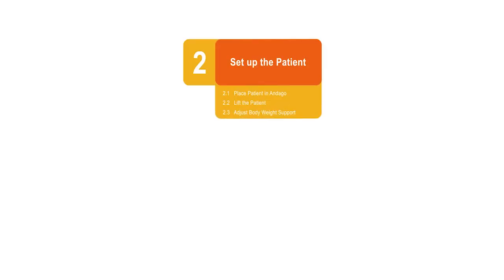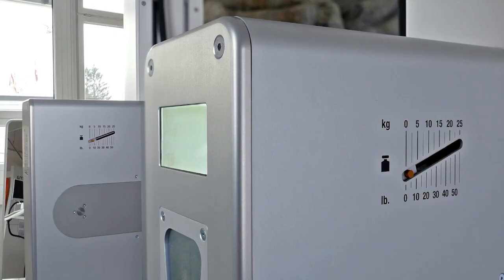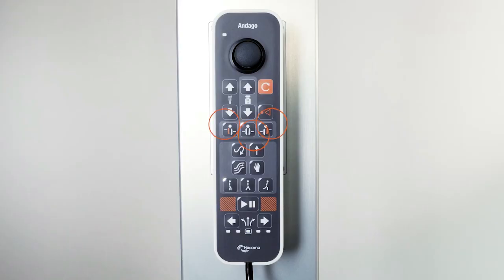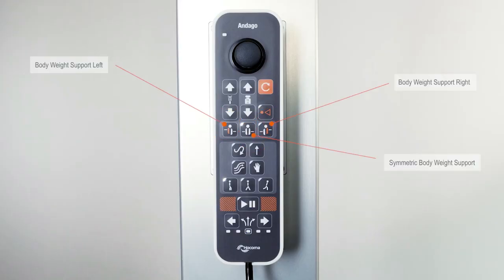Adjust body weight support. Body weight support is the amount of unloading the Andago will provide your patient. There are two body weight support units, and the total amount of unloading is the sum of the two. Andago allows you to provide symmetric or asymmetric body weight support to your patient according to his needs.